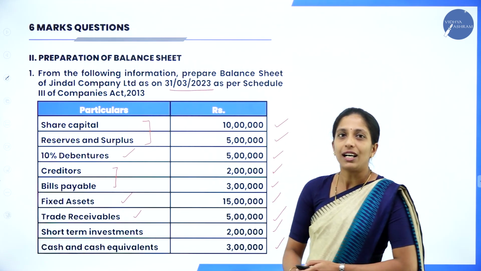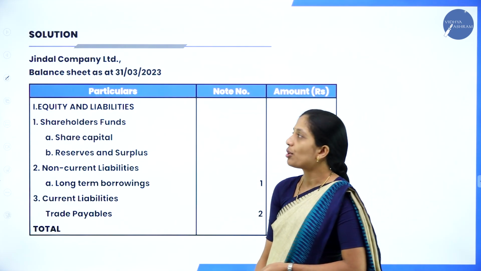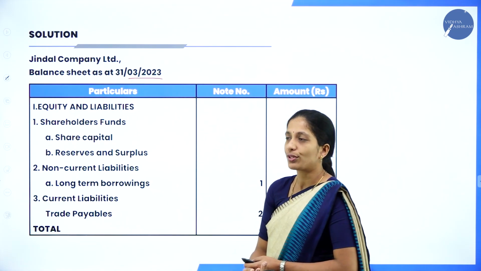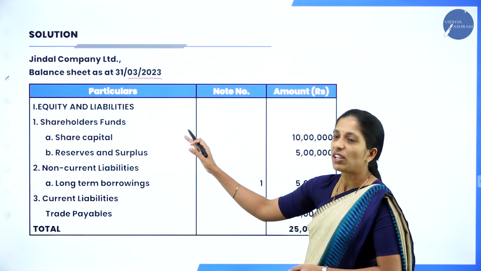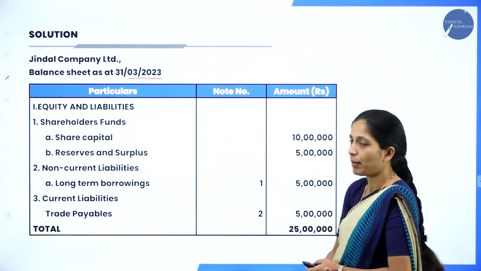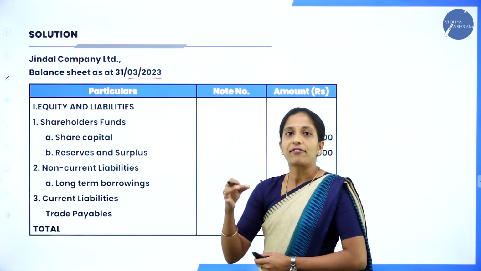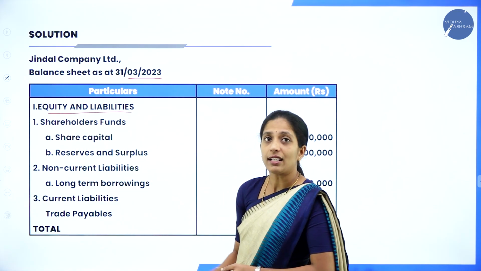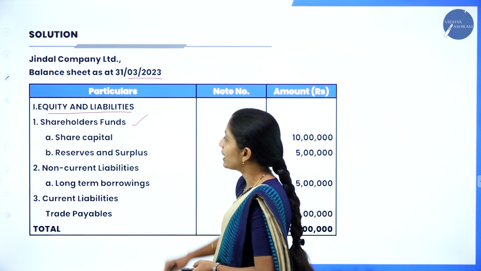Now let us go through the solution here. I'll write the solution like this: Jindal Company Limited balance sheet as at 31st March 2023. Your format will be particulars, note number and amount. I have told you, you have to start your balance sheet with equity and liabilities.